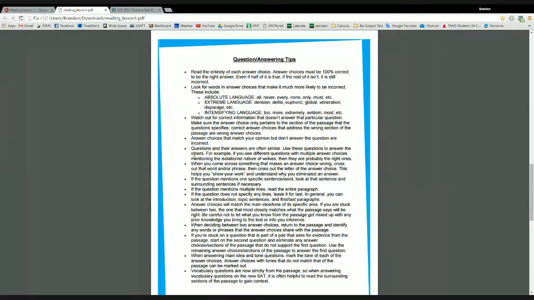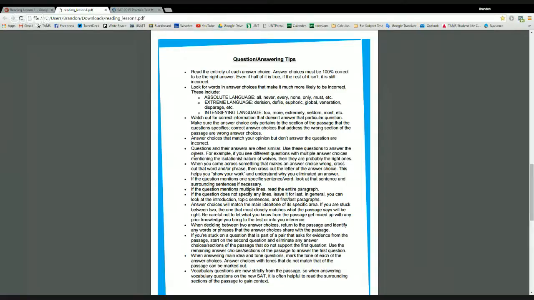Questions and their answers are often similar. Use these questions to answer the others. For example, if you see different questions with different multiple choices, and you come across something that makes your answer choice wrong, cross out the word and/or phrase, then cross out the letter of the answer choice. This helps you show your work and understand why you eliminated an answer.